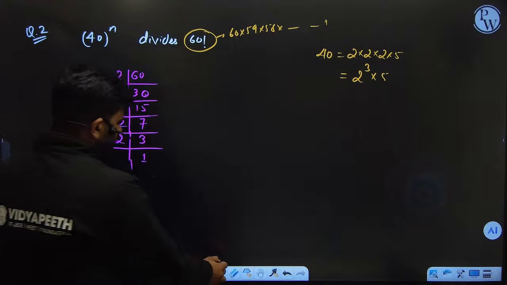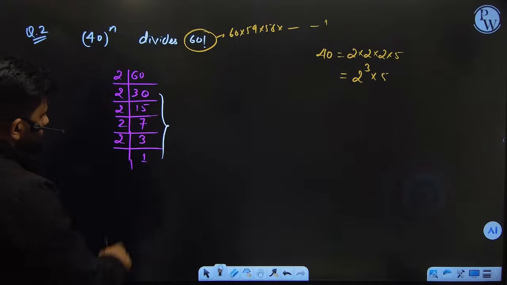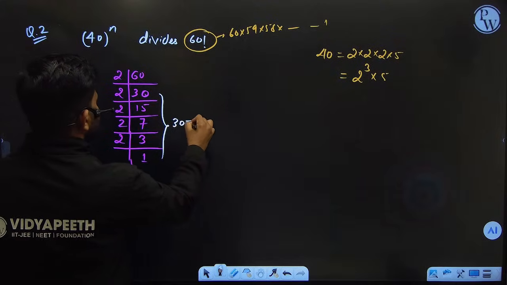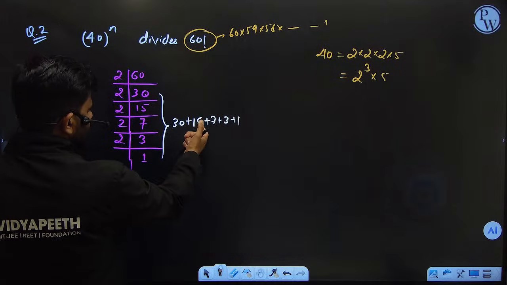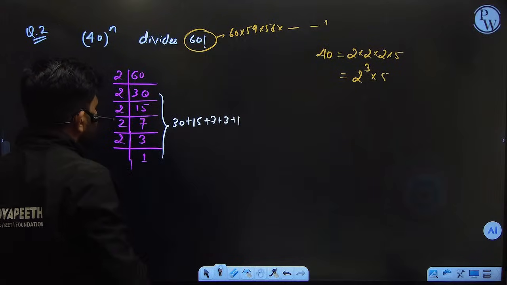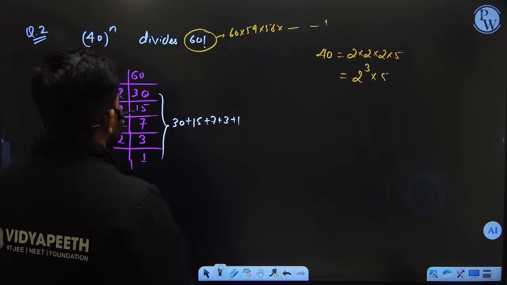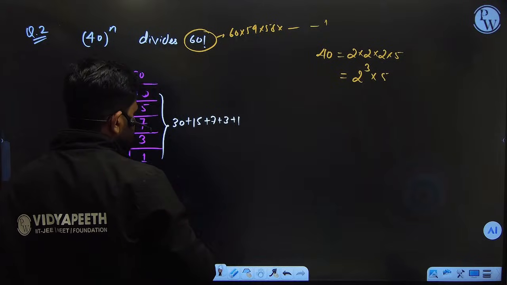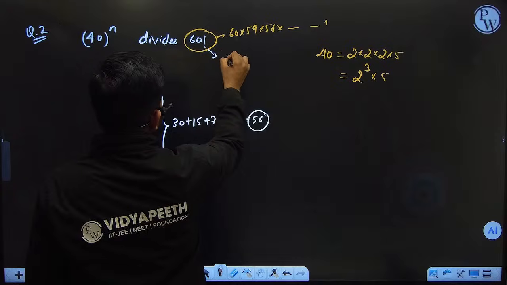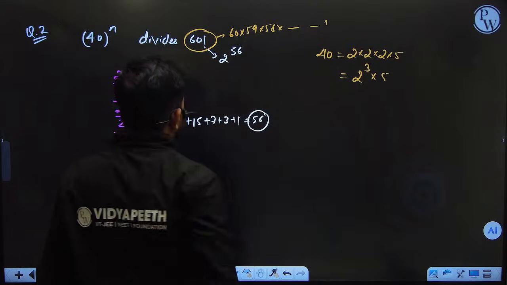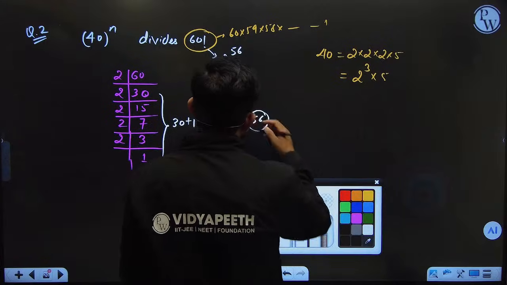Okay, now add all the numbers from 30 to 1. So if you add all the numbers from 30 to 1, it is 45, and then 45 and 7 is 52, plus 3 is 55, plus 1, this is 56. So this contains 2 power 56. Okay, similarly we'll solve for 5.